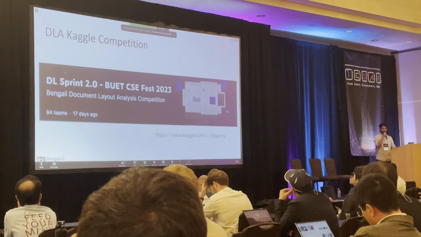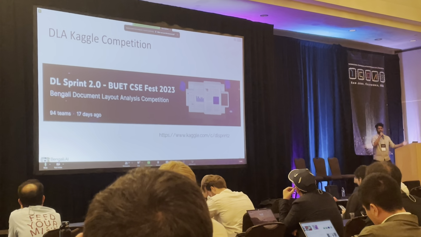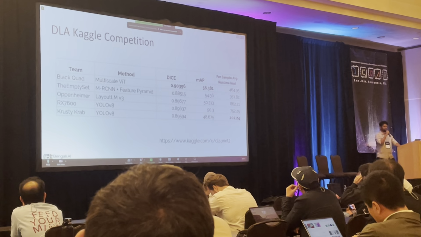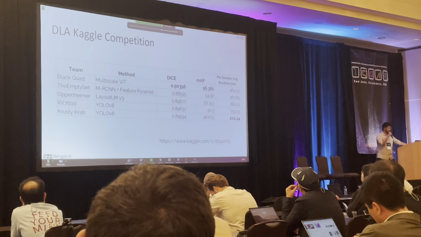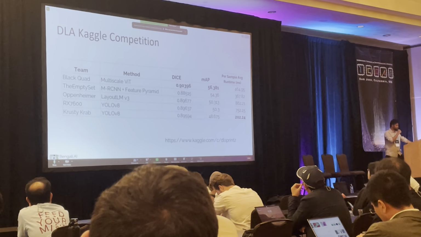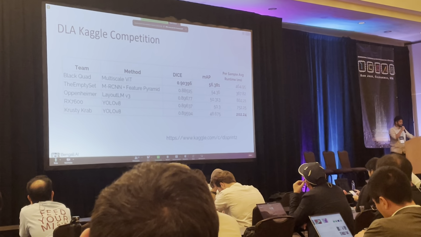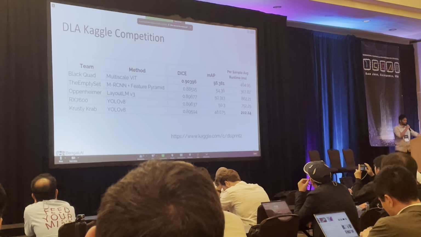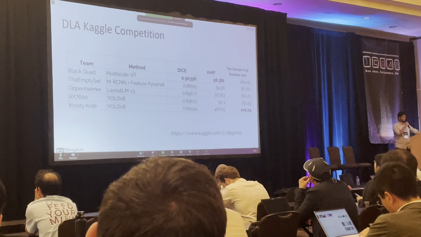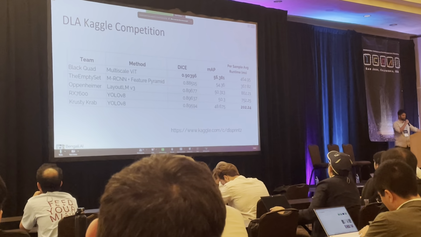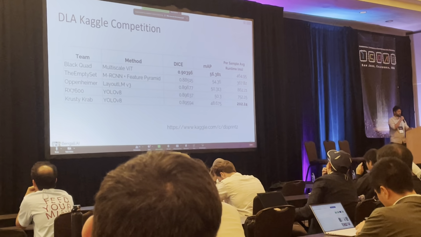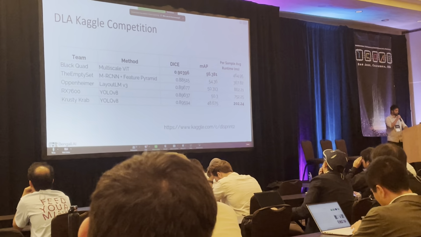So we did a benchmarking competition on our data set as well. This is a benchmarking data set, so why not throw a competition at it? We had a lot of participants who tried out different models. I think this is more representative of which models are good. People tried out multi-scale ViTs, Mask R-CNN with feature pyramids, LayoutLM, YOLO. And we see that the best performing models are the multi-scale ViTs. We also look at the runtimes, and the fastest ones are the YOLO-based methods.